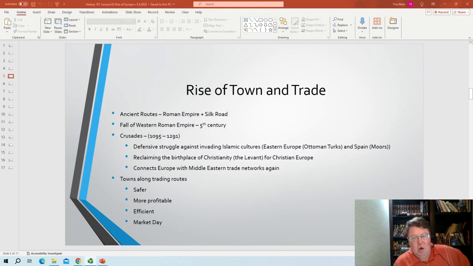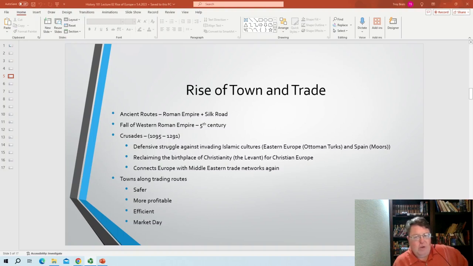And so when we talk about the rise of town and trade, we're talking about Western Europe being reconnected with its trading routes. The biggest catalyst for getting Western Europe reconnected with its trading routes is the Crusades, between 1095 and 1291.